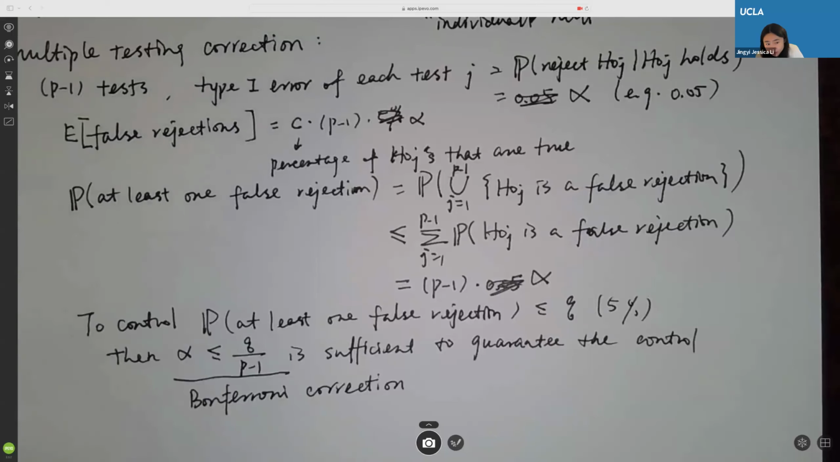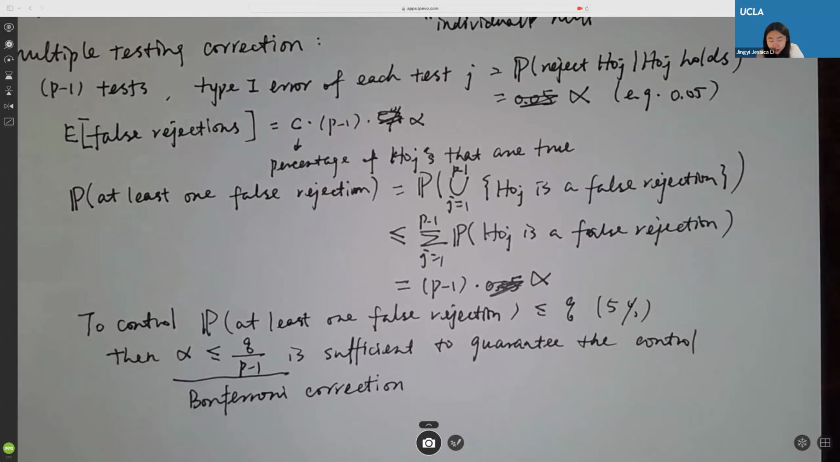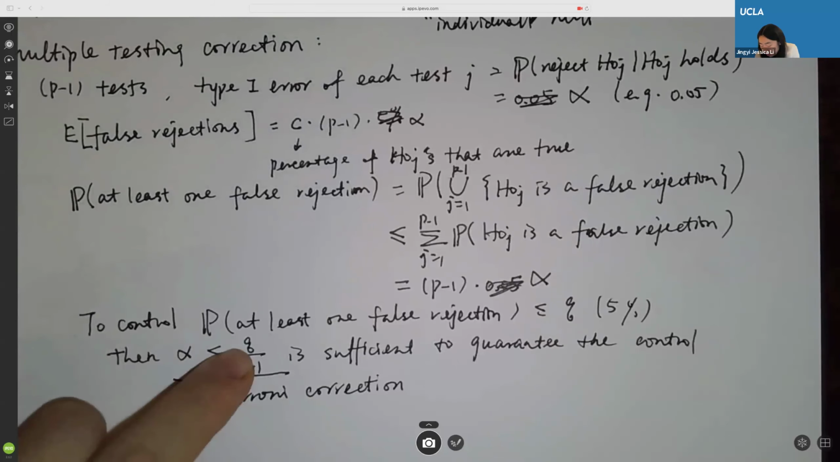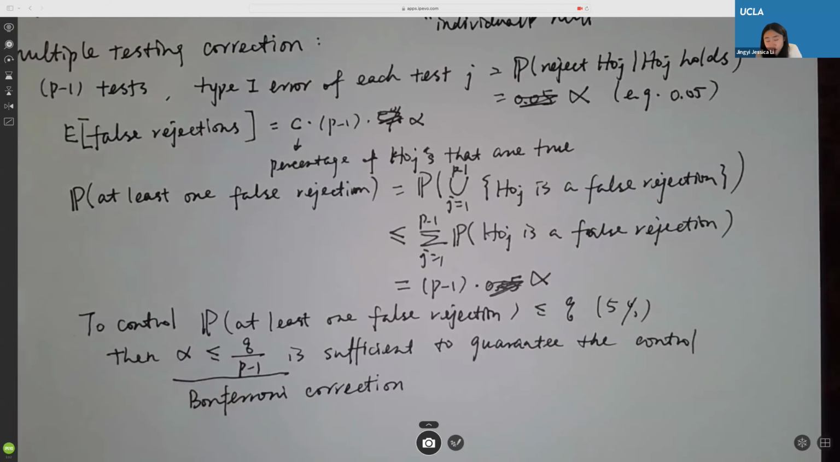So this Bonferroni correction is something we need if we want to control this at-least-one-false-rejection probability. But you can see that this is super conservative. Say if you have p large, like I'll just say 100, then with Q 0.05, alpha will be 0.00005, right? So you will need to add 2 zeros before the 5. So that's a small alpha level for making rejections.